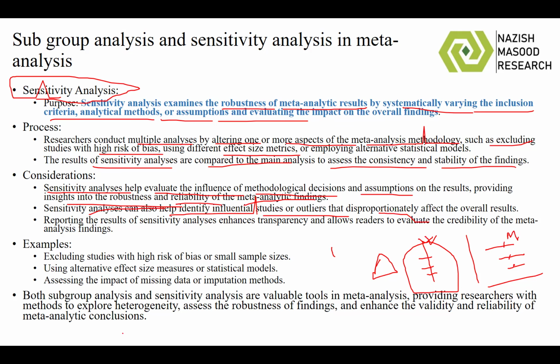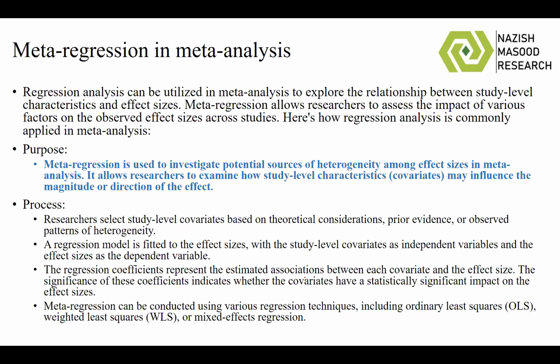So that helps us. An example is excluding studies with high risk of bias; that is a sensitivity analysis. Others are alternate effect size measurements and statistical models. You can apply a random effect model or a fixed effect model. So this just gives you an idea, so you learn to play with the data that you have in order to get to a certain understanding.